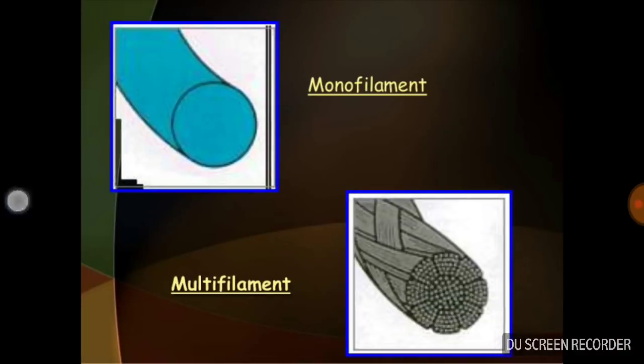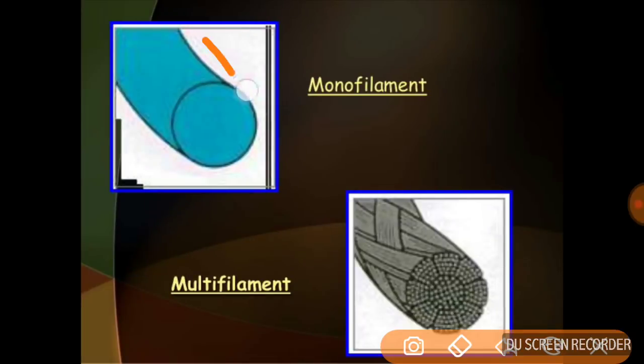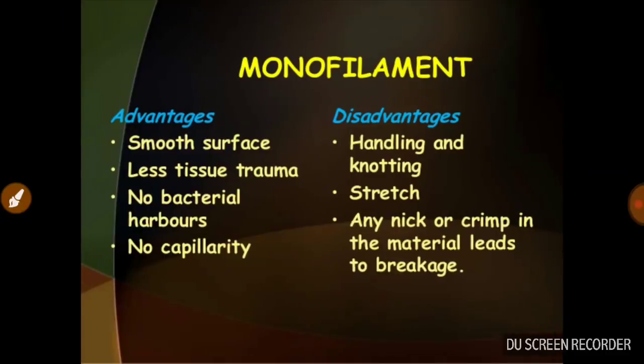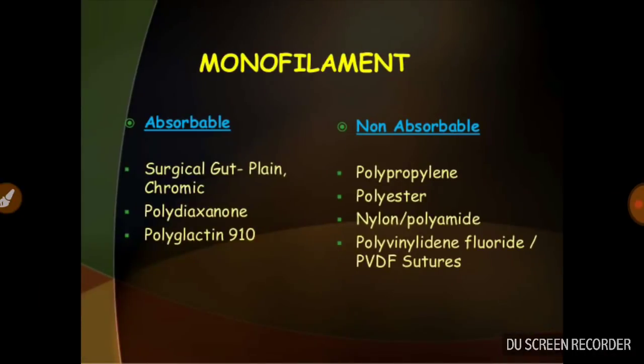So this is what they mean by monofilament, a single filament of suture material, and multifilament, where there are fibers intermingled between them. Monofilament has some advantages and some disadvantages. They are smooth, with less tissue trauma, no bacterial harbor, no capillarity. Disadvantages are that they are difficult to handle, and knotting becomes loose. They stretch, and any nick or crimp in the material leads to breakage.